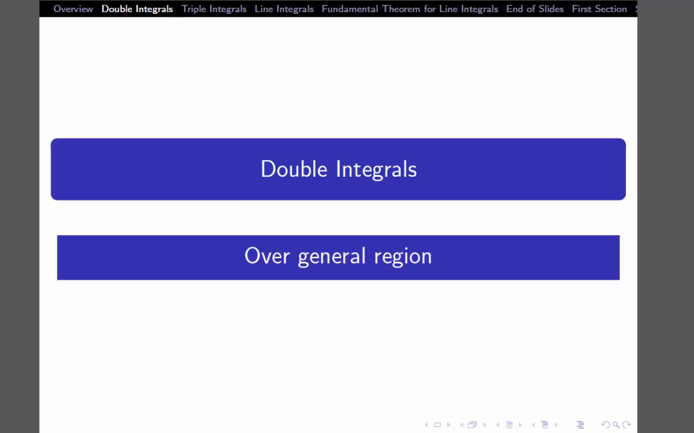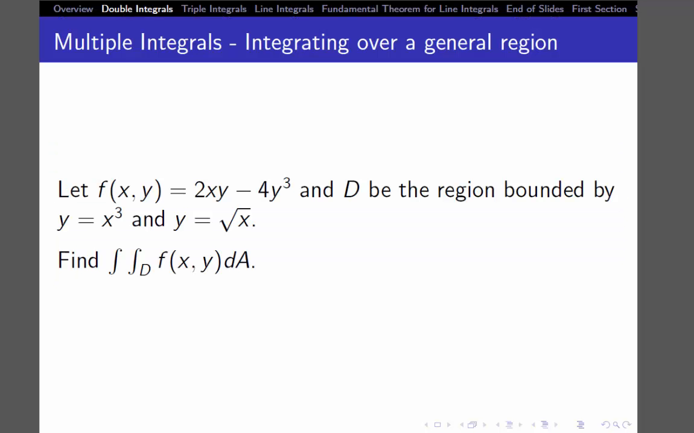In this video, we're going to talk about double integrals and integrating over a general region. In this example, we're given a function of two variables x and y. f of x, y equals 2xy minus 4y cubed, and D is the region bounded by y equals x cubed and y equals square root x. And we're asked to find the double integral of the function f over this region.